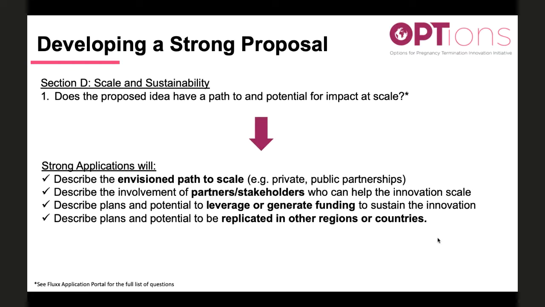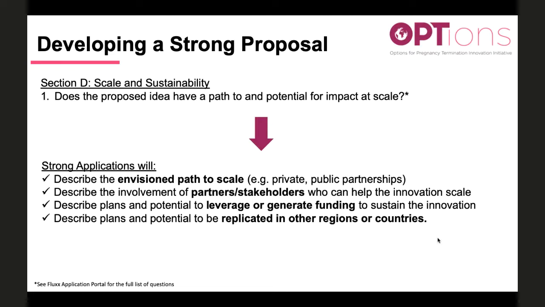The next section looks at scale and sustainability. And the overarching question is, does the proposed idea have a path to and potential for impact at scale? Once again, this is something that we know would become much more in depth at the transition to scale level, but it's something that's important to see you are thinking about at this proof of concept stage and thinking, if this idea I'm testing is successful, then what? How would I move this forward? How would it be sustainable and be able to scale post this Options seed award?